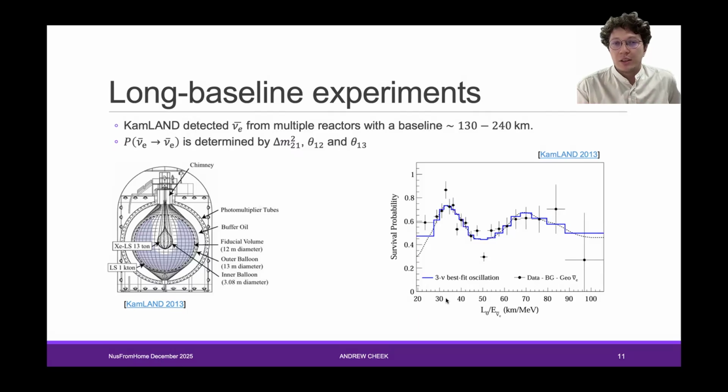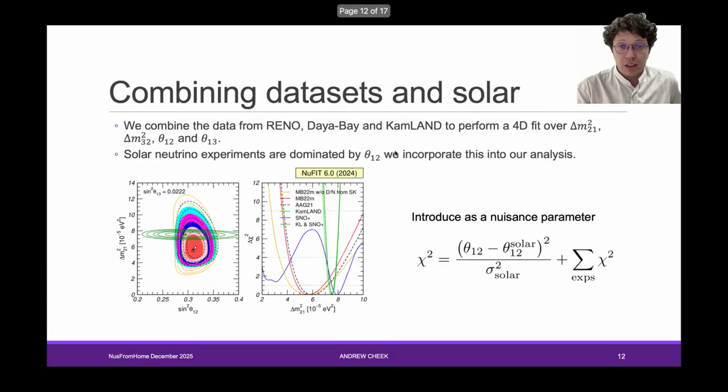They have multiple reactors, and the baseline changes between 130 to 240 kilometers. This is mostly determined by the parameters delta m^2_21, theta_12 and theta_13. So we do the same thing, but now we include the medium and short baseline results from RENO and Daya Bay. We include KamLAND. We do a 4D fit over these parameters.